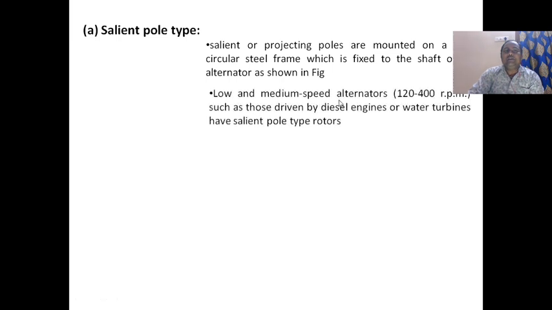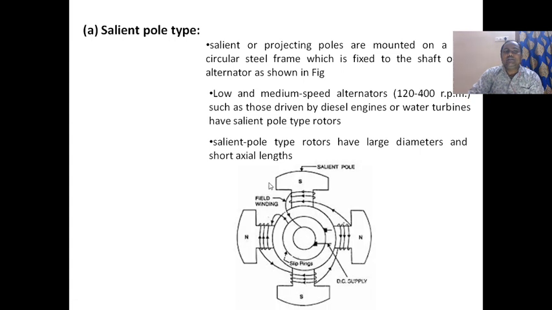Low and medium speed alternators. The salient pole alternators are low and medium speed, ranging from 120 to 400 rpm, such as those driven by diesel engines or water turbines, and have salient pole type rotors. Salient pole type rotors have large diameter and short axial length. So this is a salient pole type.